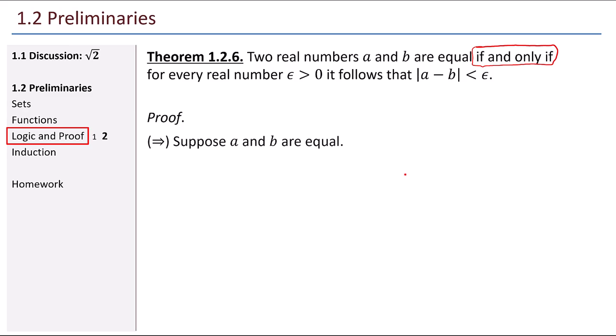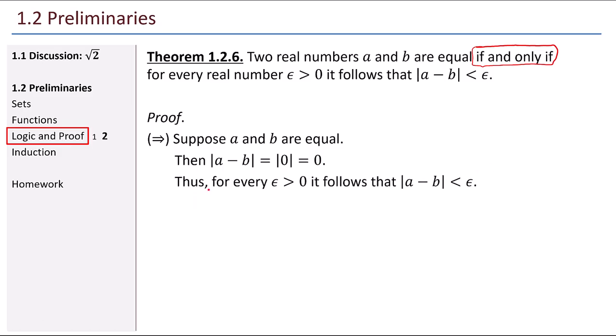Mini proof number one. Let's suppose that a and b are equal. My hypothesis is the first part of the proposition, and I want to prove the second. If a and b are equal, then the absolute value of a minus b is the absolute value of 0. a and b are equal, so a minus b equals 0, and so that's 0. Thus, for every epsilon greater than 0, so epsilon is a positive number, it follows that the absolute value of a minus b is less than epsilon. Indeed, 0 is less than any positive number.